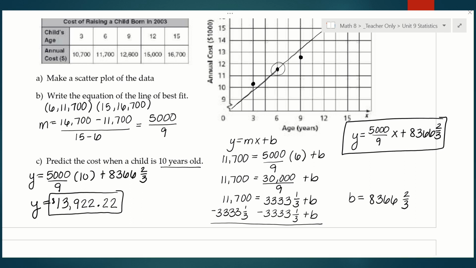Okay. One thing that kids usually ask me is, if this was a test, and I chose different points, how would I be graded on that?